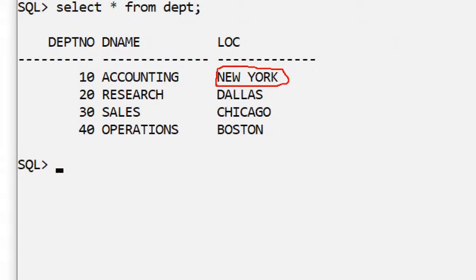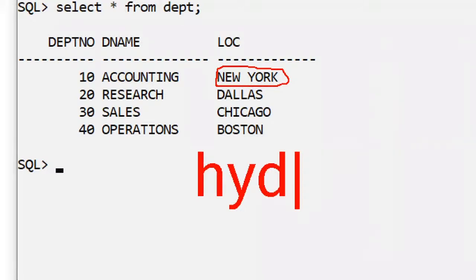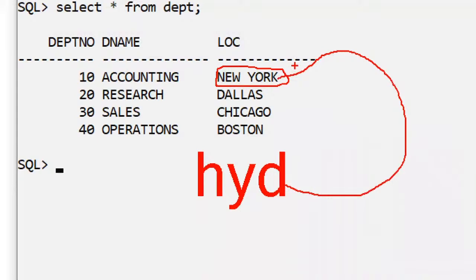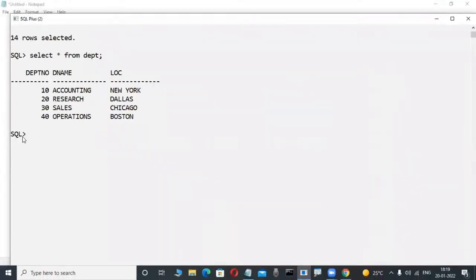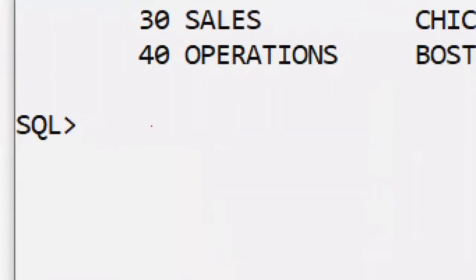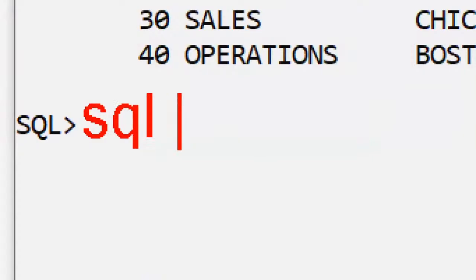In my project, today I want to change this New York location into Hyderabad as the location in my project. Suppose I want to change this New York location into Hyderabad in this relational database. How can I do it? Just at the SQL prompt, using the SQL language. SQL means a very easy language. How? I will tell you.